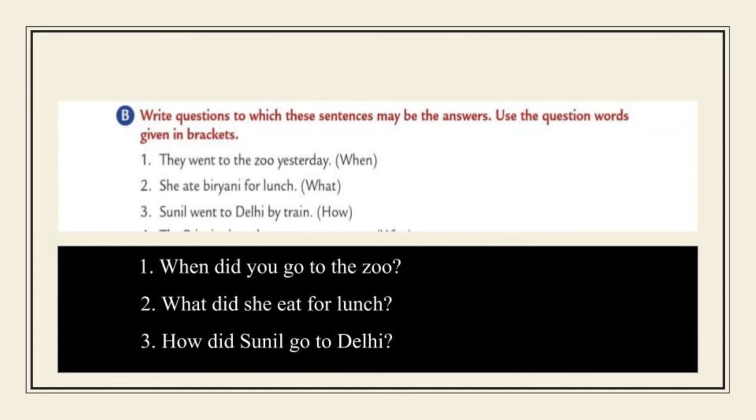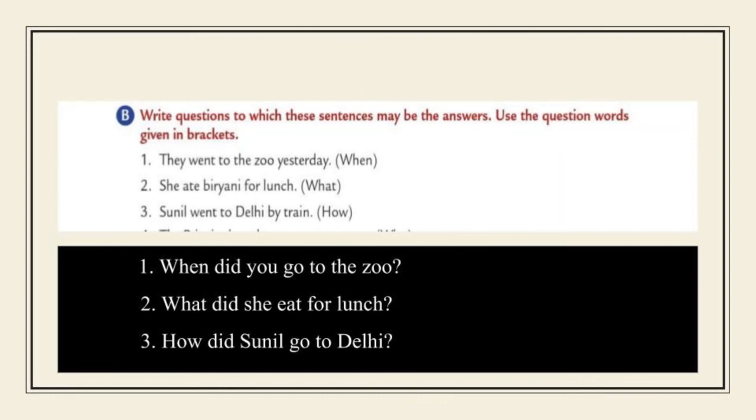She ate biryani for lunch. What is the past tense? Ate. Okay. What did she eat? Ate will be changed into the present form, that is eat. What did she eat for lunch? Question mark. And the third one is Sunil went to Delhi by train.